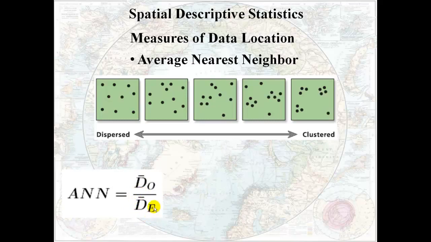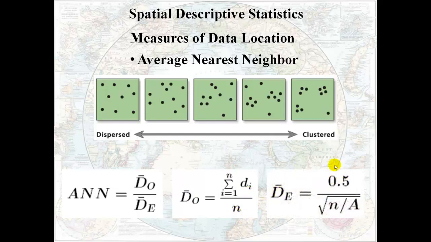So the average nearest neighbor is the average observed distance between each point and its nearest neighbor divided by the expected observed distance between each point and its nearest neighbor. So the observed, you add up all the distances between each point and its nearest neighbor divided by the number of points. And for a standard normal distribution, the expected is 0.5 over the square root of the number of points divided by the total area of your study area. So notice the study area is going to be important.